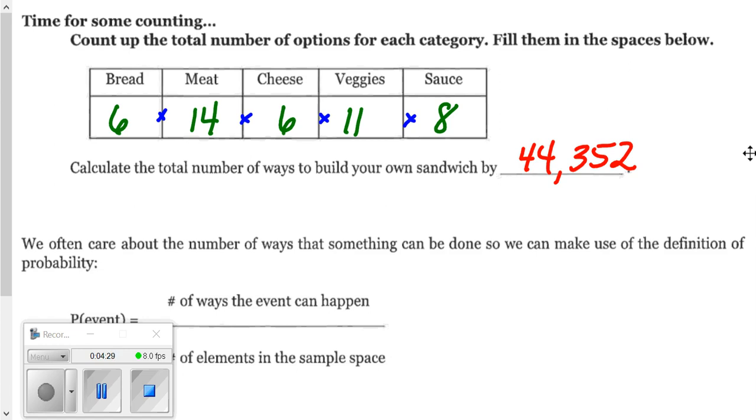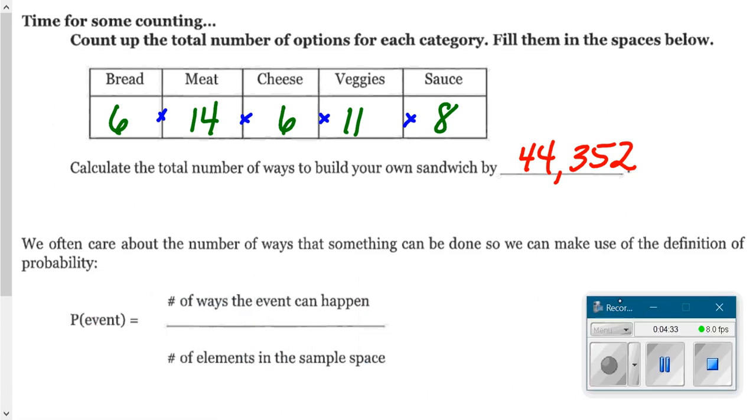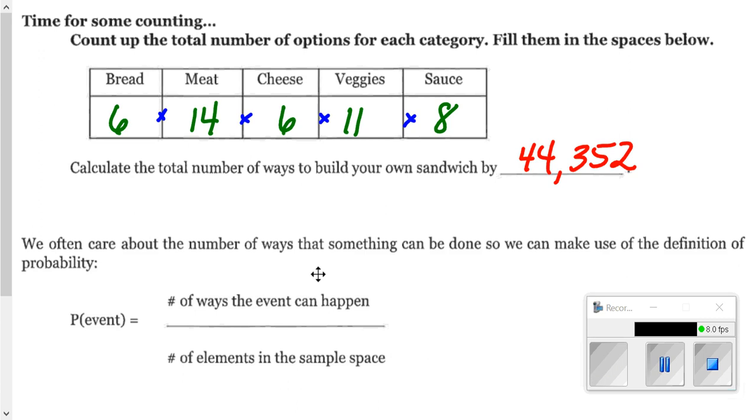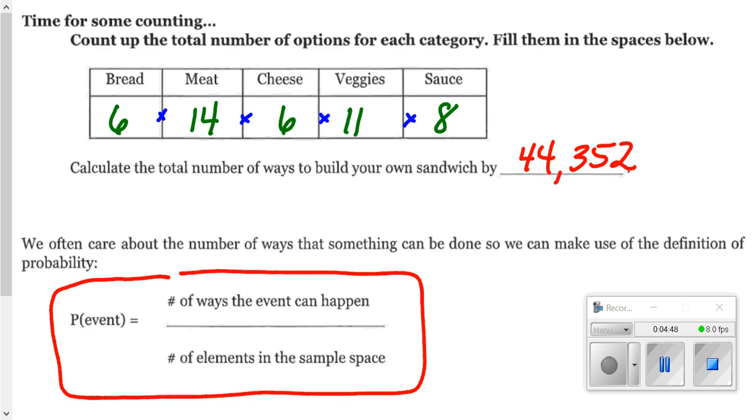So that's why I said it was pretty unlikely that within our class or group of classmates we would have the same sandwich. Now, a lot of the time, the reason that we're figuring out how many possibilities there are is because we want to use our definition of probability. And we've been using this now for over a month. I feel like you really do know this, but I'm reminding you that when you want to find the probability of something, you take the number of ways that something can happen over the total number of outcomes in the sample space.